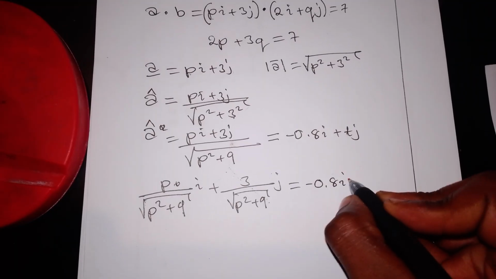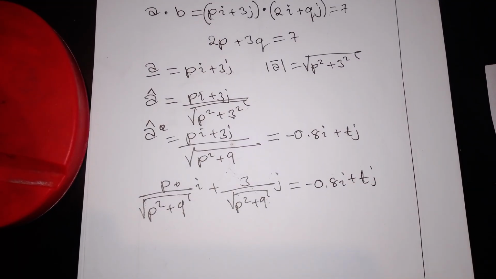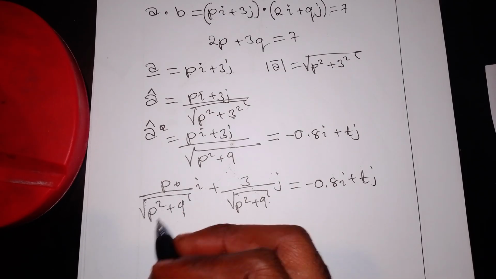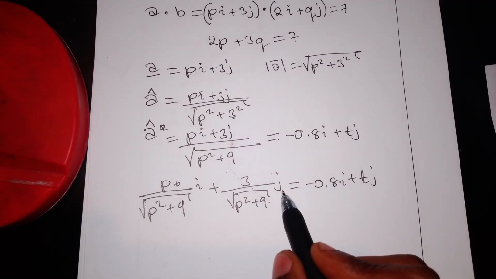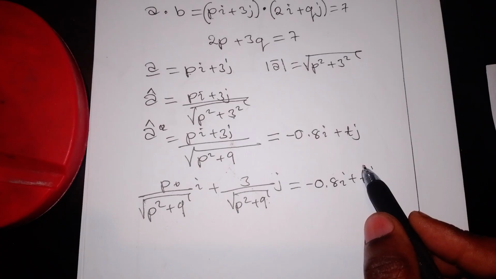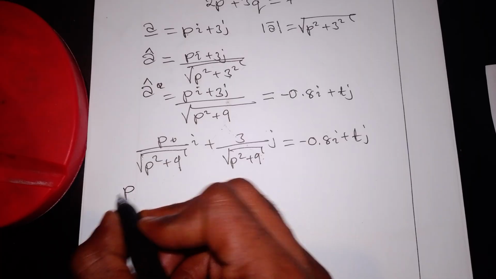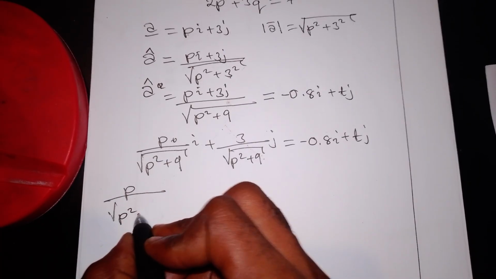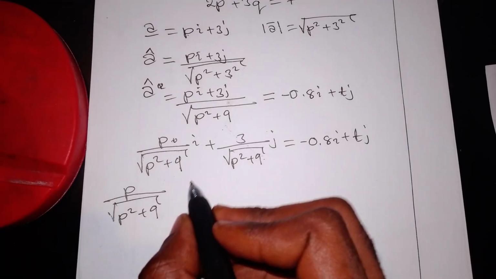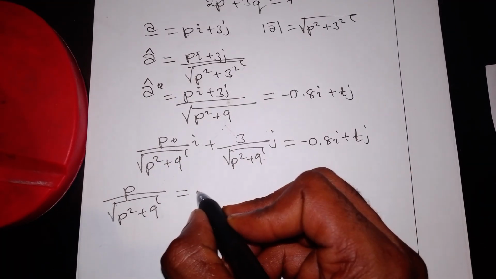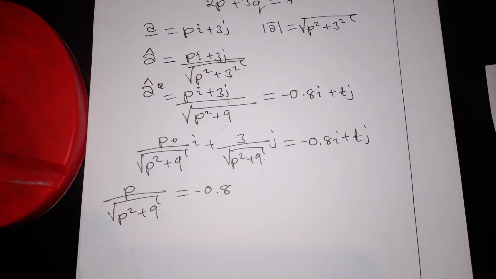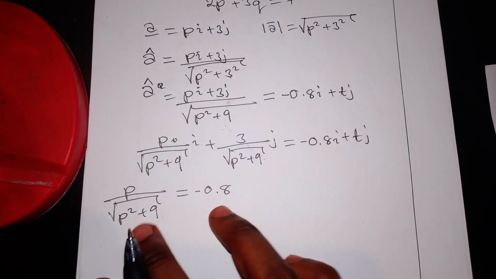So since these two vectors are equal to each other, the i components must be equal on both sides. So this must be the same as this. In other words, the coefficient of i, which is this, must be the same as that. The coefficient of j, which is this, must be the same as that. So let's just write that mathematically. We're saying p over the square root of p squared plus 9 is equal to minus 0.8. This is your second equation.